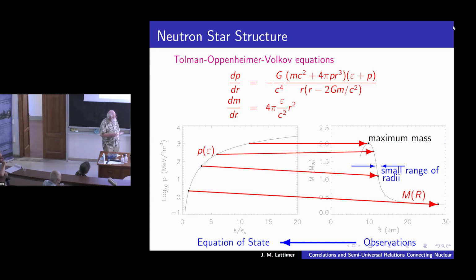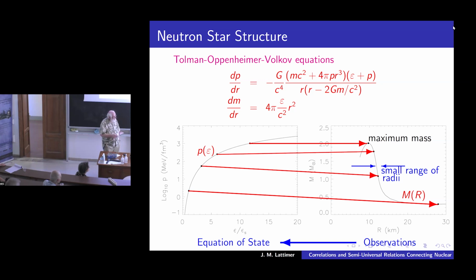The idea is that you have to begin these integrations at the center of the star, where the mass and radius are both zero, and the pressure and energy density have some central value, and you integrate down this curve until you get to zero pressure and zero energy density, and that produces a star with this mass and radius. If you start with a larger central pressure and energy density and integrate through the star down to zero pressure, you get a star with a larger mass.